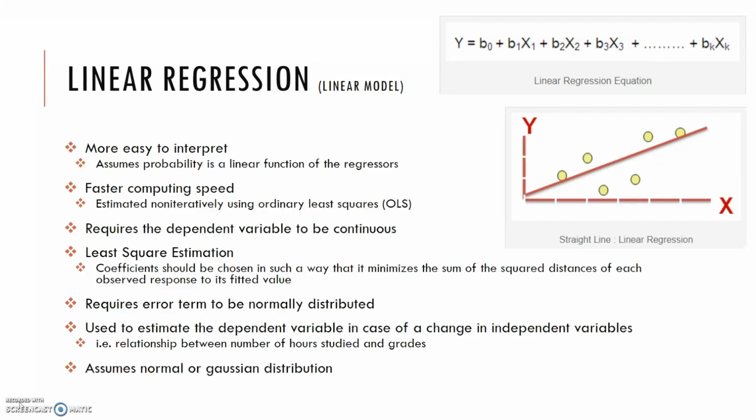It uses least squares estimation, so the coefficients should be chosen in such a way that it minimizes the sum of the squared distances of each observed response to its fitted value. It requires the error term to be normally distributed, and it can be used to estimate the dependent variable in case of a change in the independent variable. An example of this would be to look at the relationship between the number of hours studied and grades. And finally, it assumes a normal or Gaussian distribution.